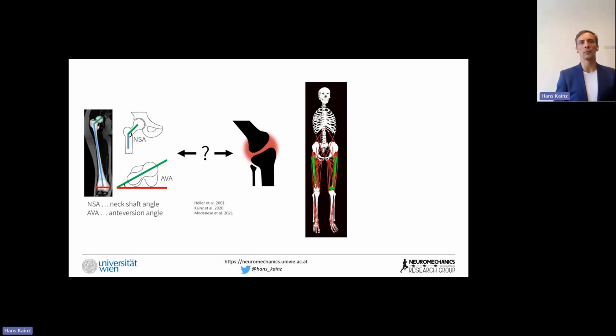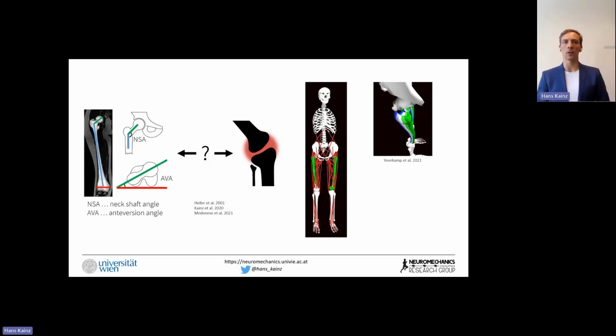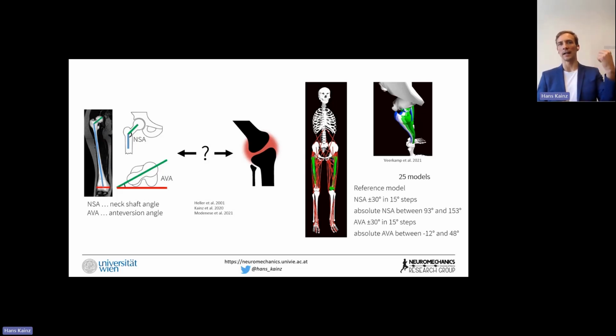So what we did is we used musculoskeletal models where we created 25 different models in which we altered the anteversion angle as well as the neck shaft angle. So at the end, we had 25 models with different combinations of these angles. We then used the motion capture data of 1 healthy participant and investigated how this changes the joint load.